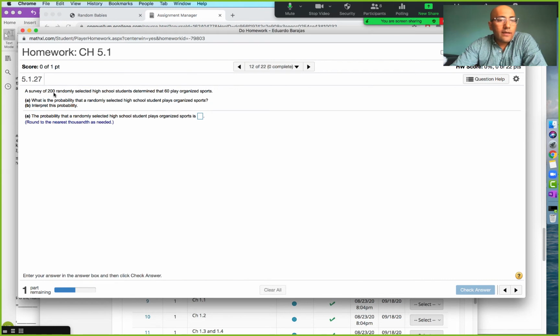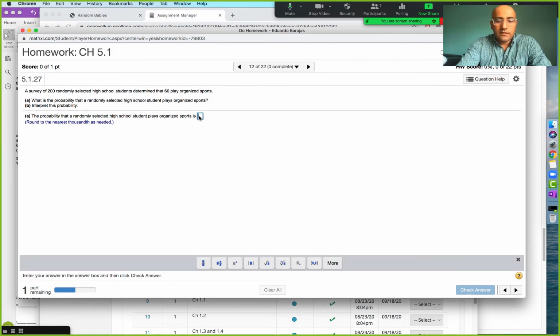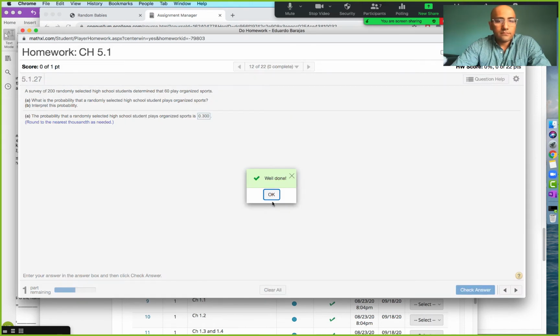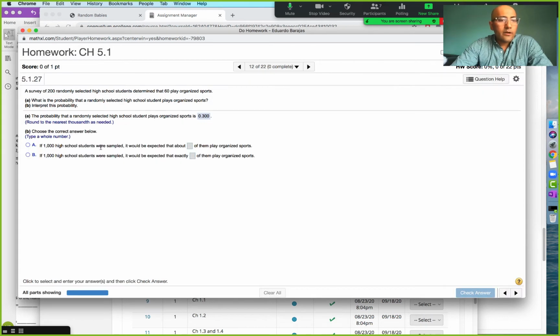But at the moment we go by the information we have. By the empirical rule, we believe that probability is going to be 60 over 200, and when we round to the nearest thousandth, it's going to be 0.300, I believe. Well done. Now, part B says, choose the correct answer below.